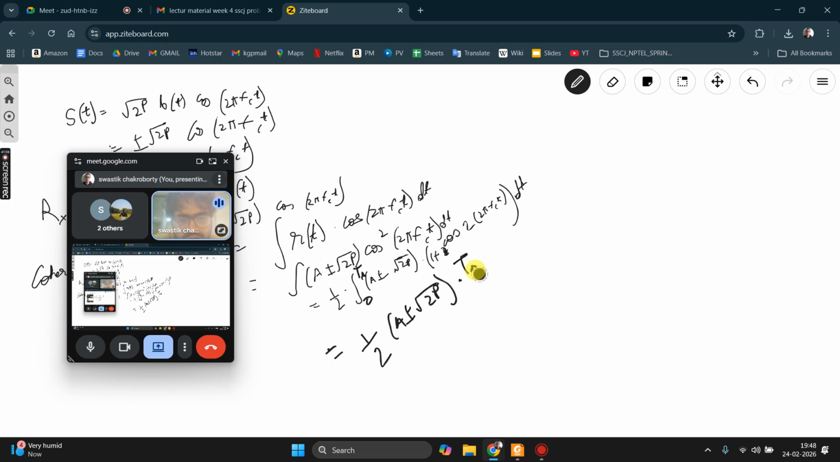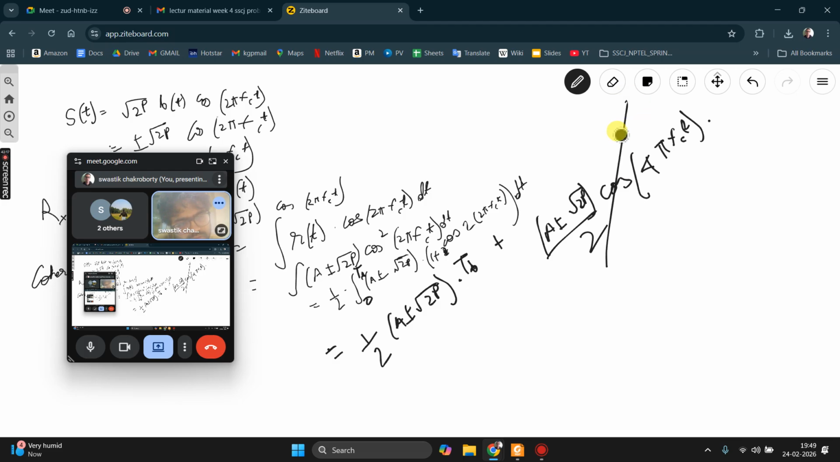And another term is there which is the cos 2 theta term, but we can ignore that term, we can put it to 0. So finally you will have TB by 2.